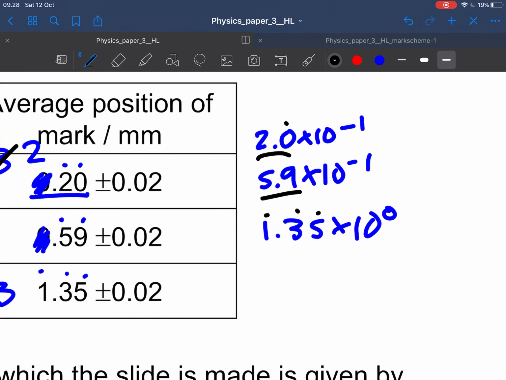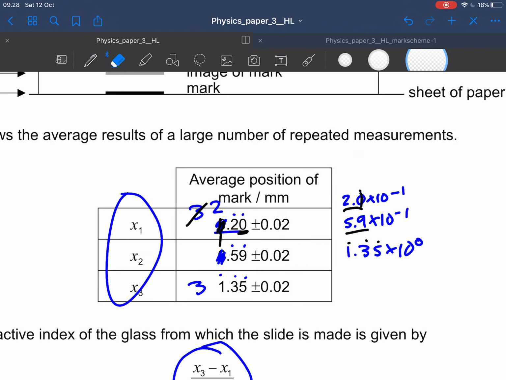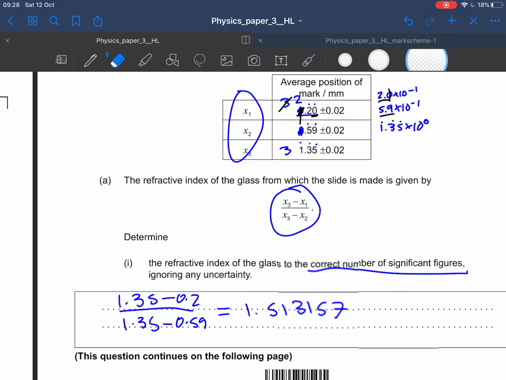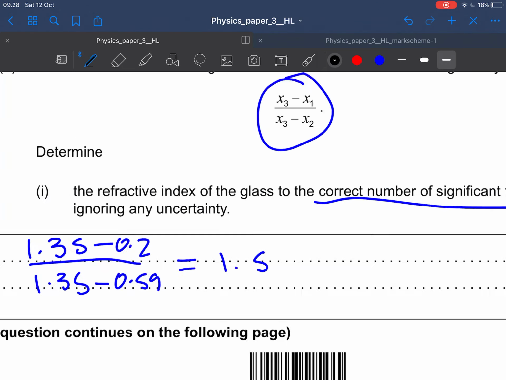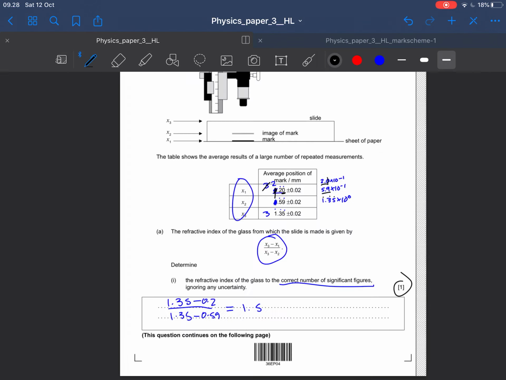So this 0 counts because it's stating that 0, like, this is a 0 instead of a 1. And then this 0 doesn't count. So, how many values do they want? Well, they don't want these ones, and they don't even want this one. So it's just 1.5. And that'll get you the first mark. If you put any more values than that, you don't get the marks, because that means you don't understand significant figures. Next, calculate the uncertainty in n.